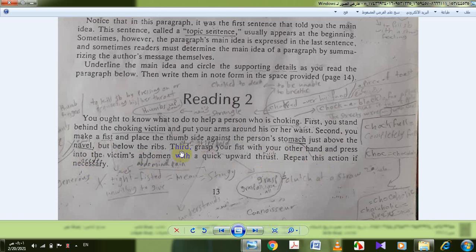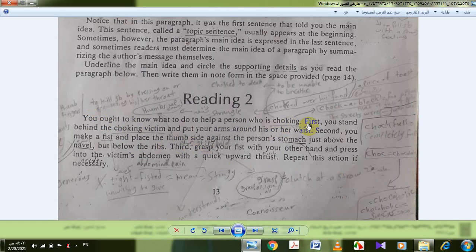So this is a how-to passage. It helps you know how to help a person who is choking. So it comes in the shape of steps. Good. So let's have a look, one by one. You ought to know what to do to help a person who is choking.